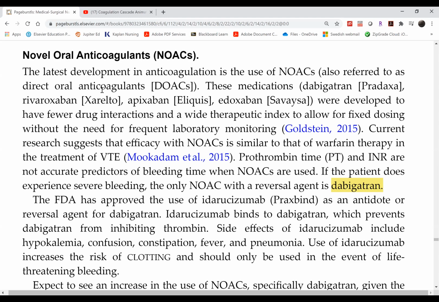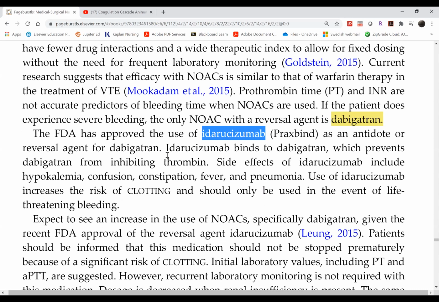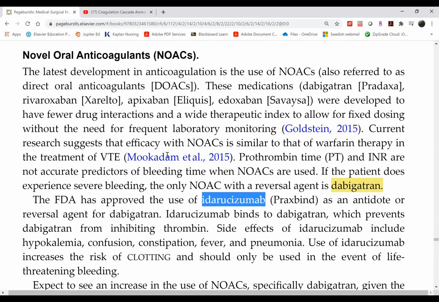However, not all of them have antidotes. We do have dabigatran, and this is the antidote for dabigatran. The others, apixaban, rivaroxaban, edoxaban, do not have existing antidotes. So you can already see what could be a potential problem here. A patient may have bleeding and then there's no way to stop it.